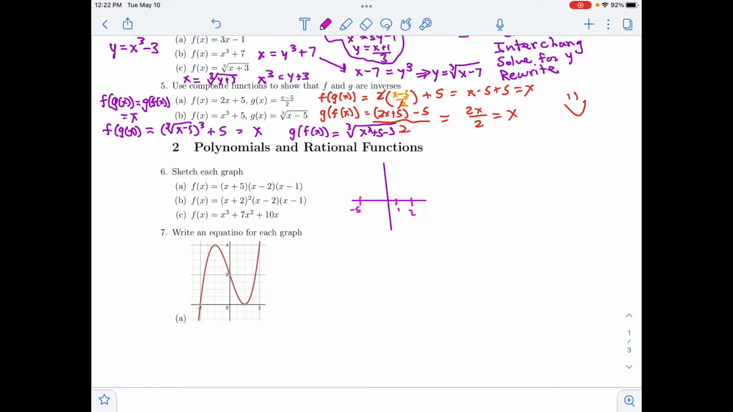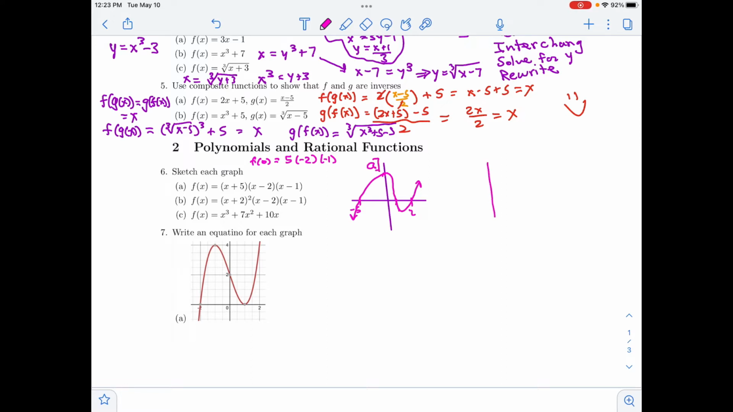Now, those are the x-intercepts here. We also have a y-intercept, and we find that by letting x be 0. So we get 5 times -2 times -1. And we get 10. So up here. Now, I'm just going to start here at the y-intercept and kind of trace it through like that. Just bounce through like this. This is just meant to be a rough sketch, very rough sketch. But this is like A, okay?